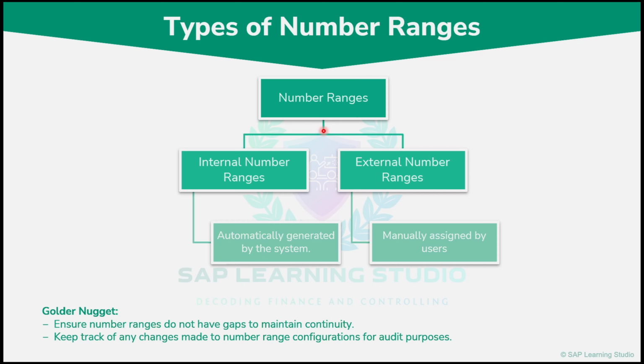Types of number ranges. There are two types of number ranges in SAP: internal number range and external number range. Internal number range means the system automatically generates the number, and external number range means we need to manually assign the number. An example of this: document type. Whenever we post a document, the system automatically generates a number, that is an internal number range. Whenever we create a GL account, we explicitly give the GL account number to SAP, that is a type of external number range.